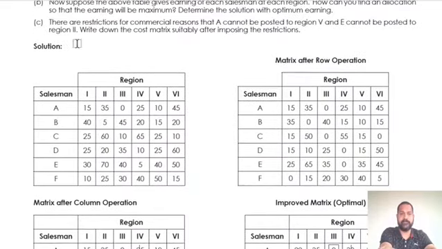Question number C. There are restrictions. So now they are adding restrictions for commercial reasons, that A cannot be posted to region 5 and E cannot be posted to region 2.